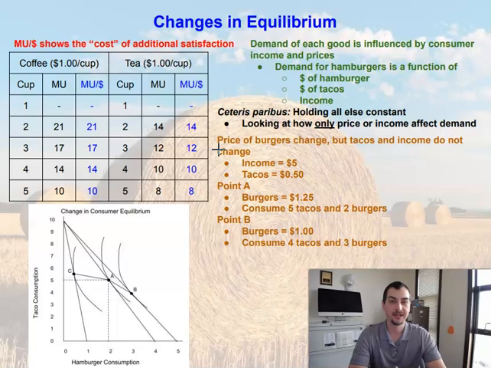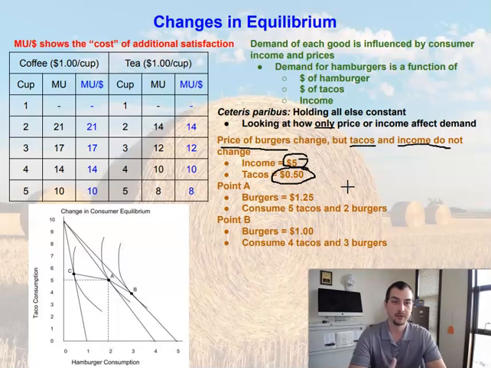So if we're looking at the demand for burgers or the demand for tacos or demand for both, what happens if the price of burgers changes, but we keep tacos and income the same? We're going to use our previous examples where income is $5. Tacos cost 50 cents a piece. So if you remember, we can buy a grand total of 10 tacos. At point A, on this middle budget constraint, the burgers cost $1.25. This was the original number that we started with in all of these examples.